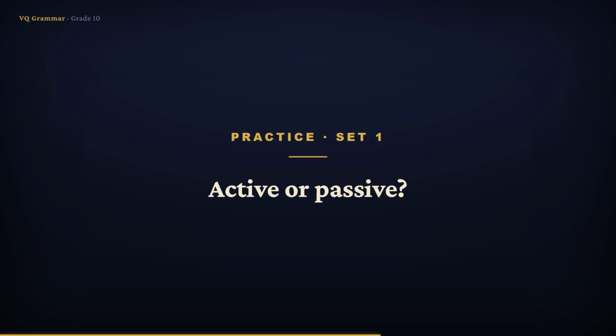Time to practice. In this first set, I'll read you a sentence, and you decide whether the action verb is in the active voice or the passive voice. Ask yourself the one question that matters. Is the subject doing the action or getting it? Pause and choose before I reveal each answer.